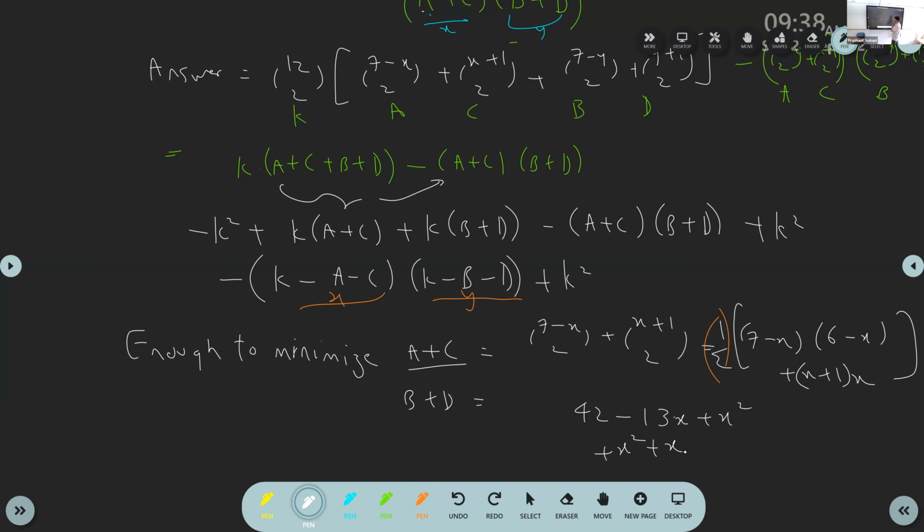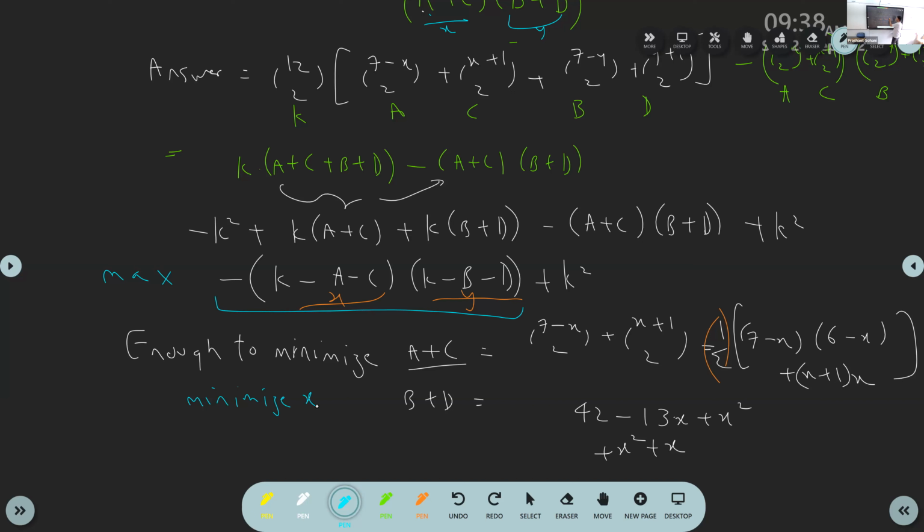I think I made a mistake. We have to minimize x, right? So should we maximize a plus c or minimize a plus c? We want to maximize this. So we want to minimize... so we want to minimize x.